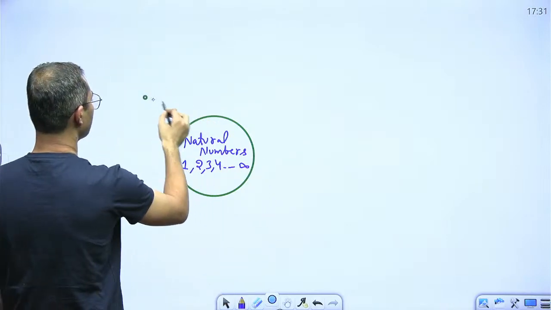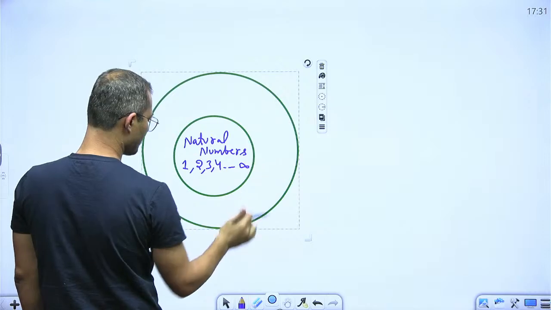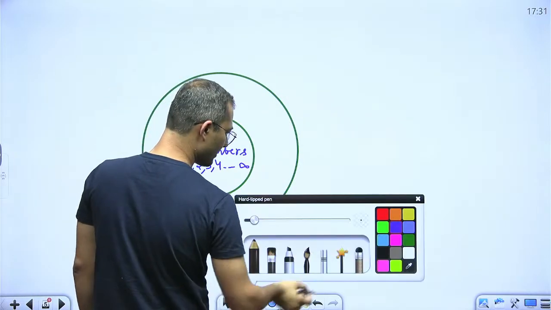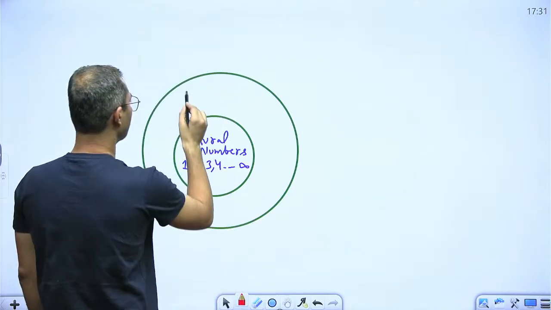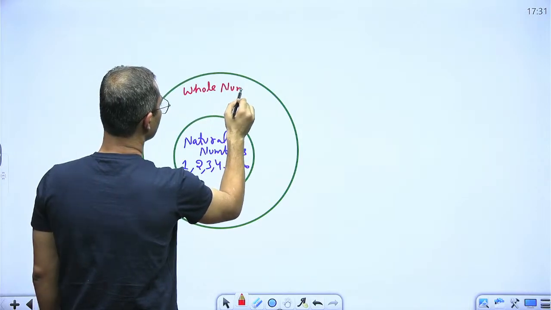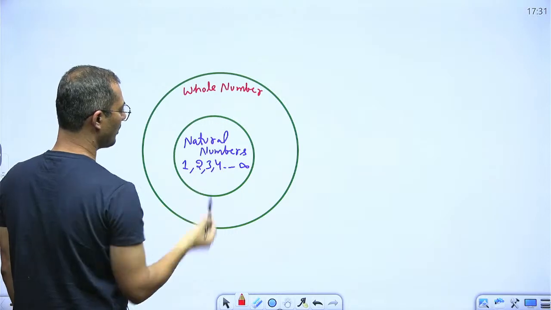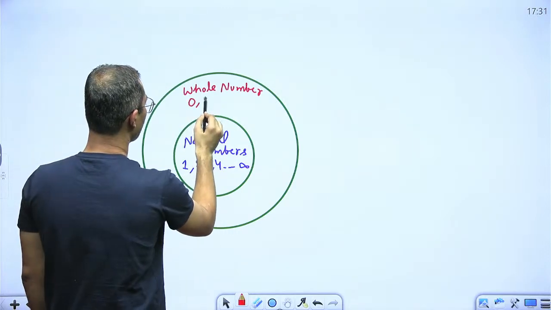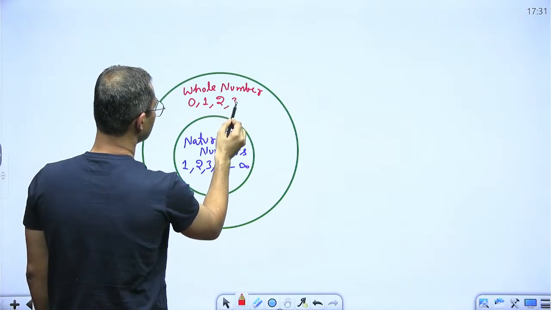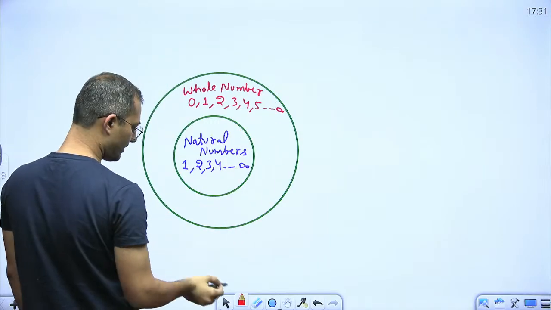Then we take another circle. When we include 0, they become whole numbers. Various frequent questions come from only this section. So 0, 1, 2, 3, 4, 5 till infinity.